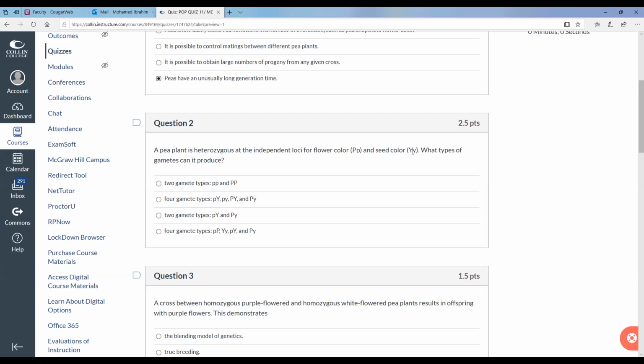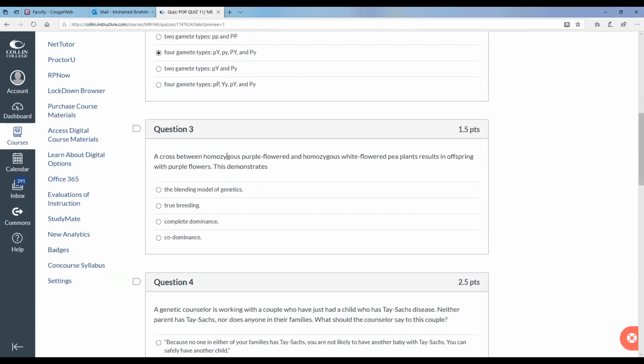So you have P capital, Y capital. You have P capital, Y small. Okay, so if you look here, you have P capital, 1, 2, 3, P capital, Y capital. Can you see any P capital, Y capital here? No, right? Because there's a possibility that capital P allele will go with capital Y allele. If you look here, you will not be able to see this. So again, this is the wrong answer. The right answer is going to be this one here, okay?